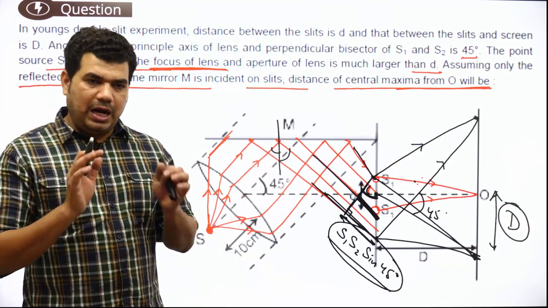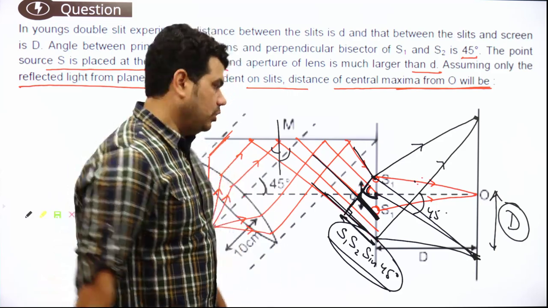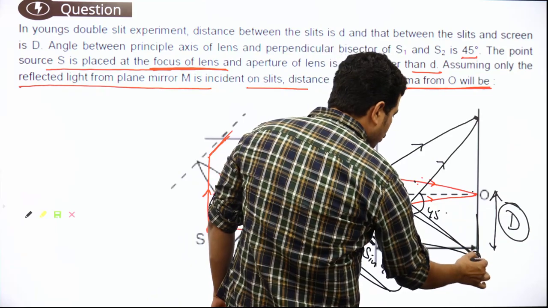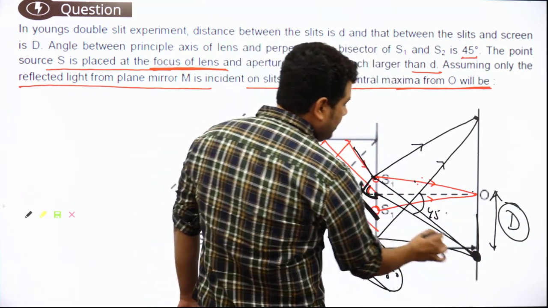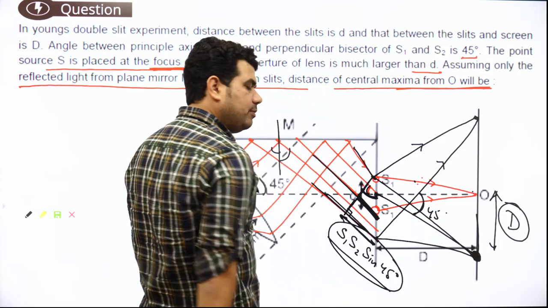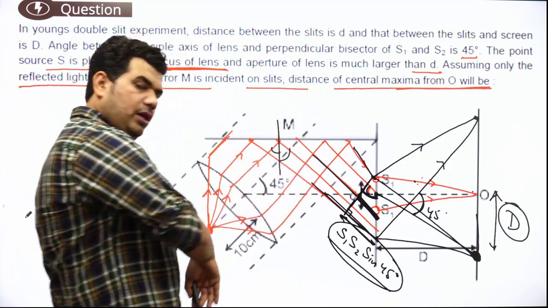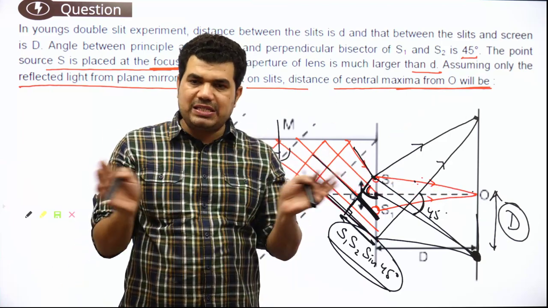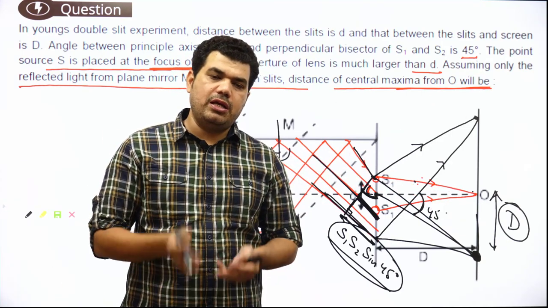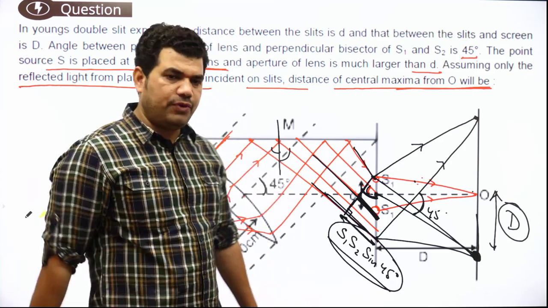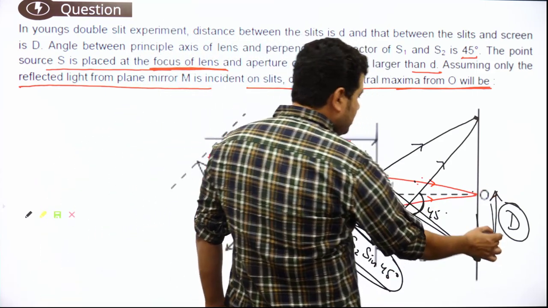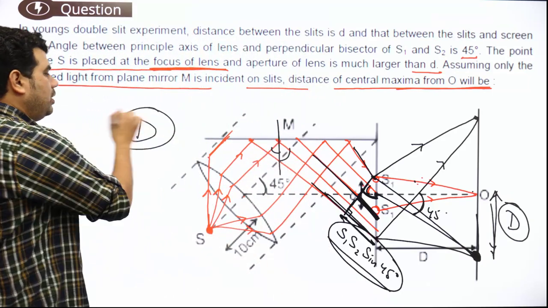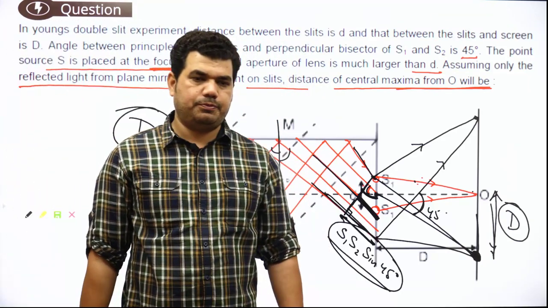That means the answer is not D by root 2, because this one is D, okay? So, if this is D also, so at that point when you join this central line, this angle makes 45. So, the extra path difference there and here will be equal and cancel out each other. So, we'll easily get the zero path difference. For zero path difference, this point should be at distance capital D because this distance is D. So, answer for this question, my dear students, is capital D.